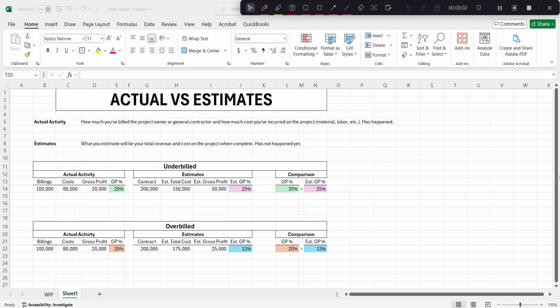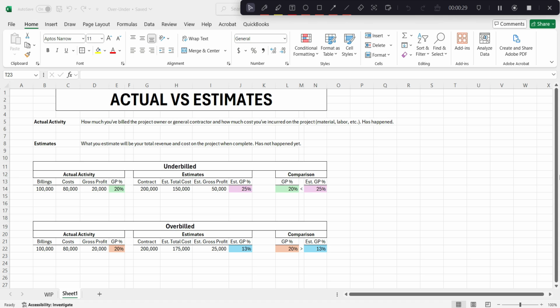So actual activity covers what has happened to date, meaning how much you've billed the project owner or general contractor and how much cost you've incurred on the project. That activity has happened. The invoices have been sent out, or you've received those bills and recorded those. Maybe you've received the cash or have paid out the cash. Whatever it is, that activity has occurred.